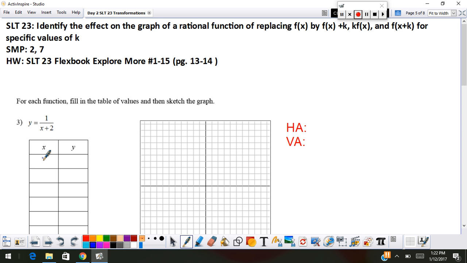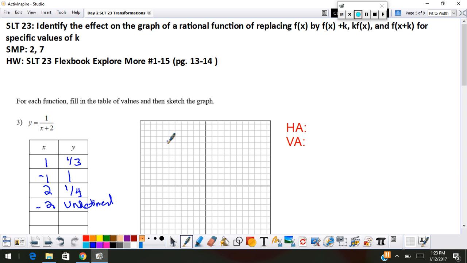I'm going to put in 1. I'm going to put in -1. I'm going to put in 2. I'm going to put in -2. And I'm going to see what happens. So if I put 1 in here, I get 1/3. If I put -1 in here, let's see, -1 plus 2 is 1. 1 divided by 1 is 1. If I put 2 in here, I get 1/4. And if I put -2 in here, I get undefined.